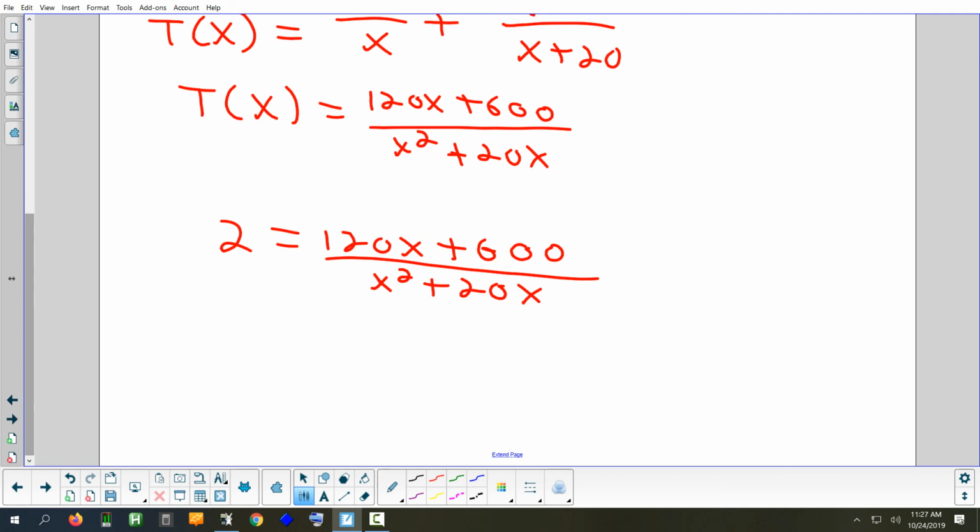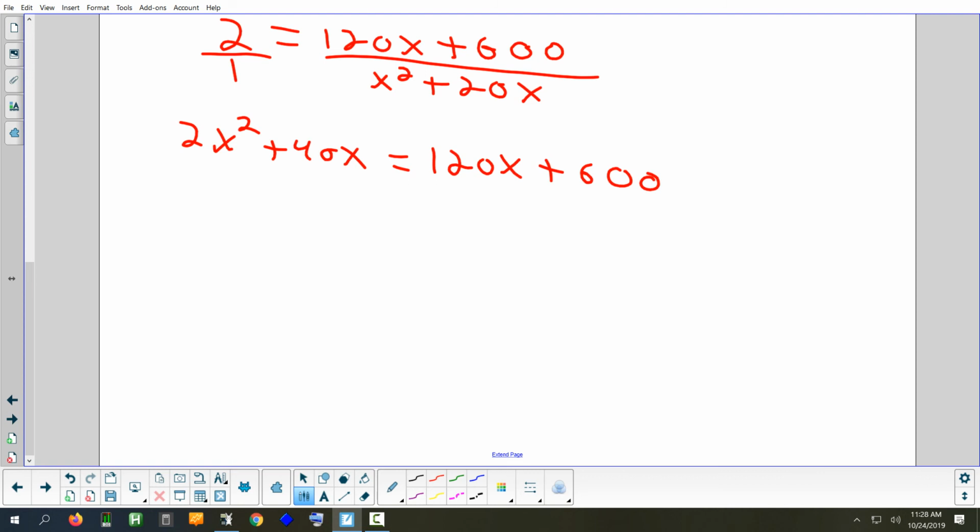What would be my next step? Multiply by what? The denominator. The x squared plus 20x and then multiply that times the 2. Yeah, multiply that on each side, or if you like to think of things as proportions, just think of it as a proportion and cross multiply, which is going to do exactly the same thing Pat just said. Multiply each side by x squared plus 20x. So 2x squared plus 40x equals 120x plus 600.